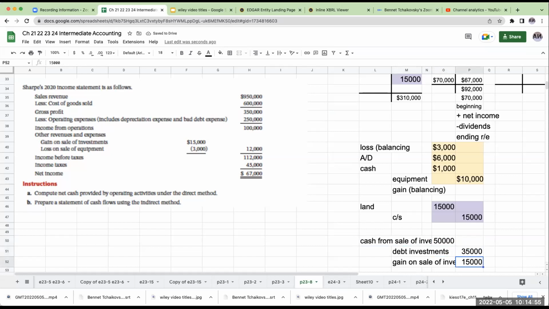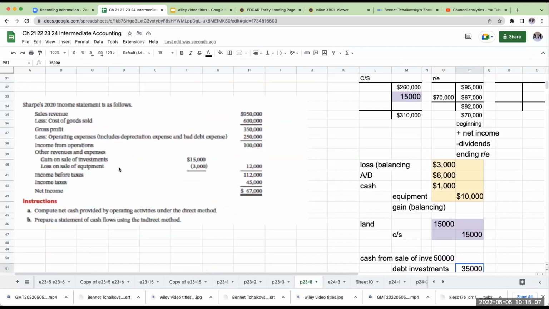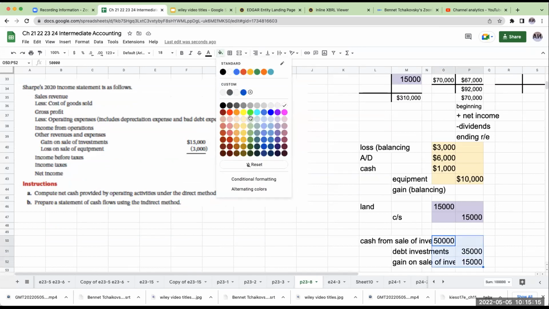So again, just remember this equation. If I have a gain, it's going to show up as a credit. It's like income. But over here, the debt investments cost me 35 and I sold them during the year. So I have to look at the income statement and say, oh, this was 15 grand. So I must have received 50,000 in cash.